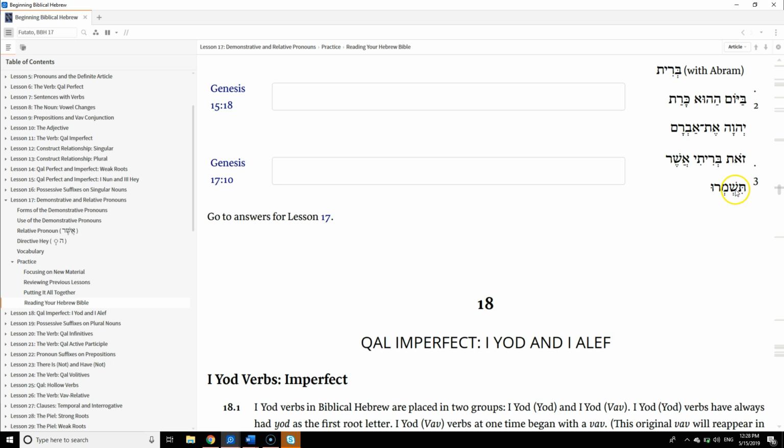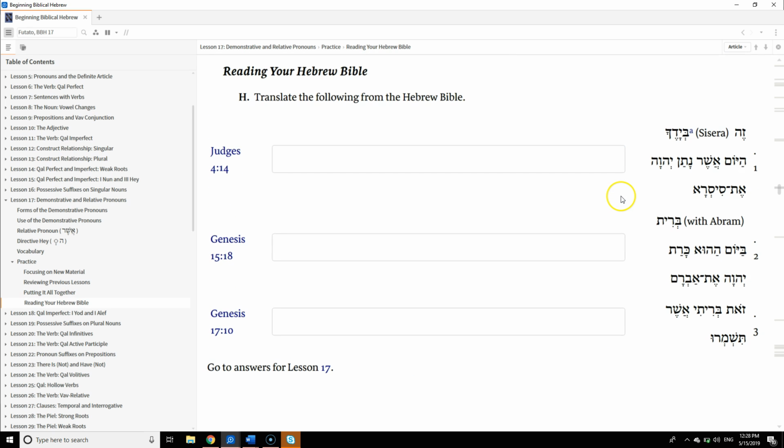Tishmeru. So here we've got the tav prefix and the shuruk suffix. That indicates a qal imperfect, a qal imperfect 2mp. So this will be you will, and then shamar is he kept, so you will keep or you will guard. This is my covenant which you will keep or you will guard or you will observe. So those are our answers there. All right.